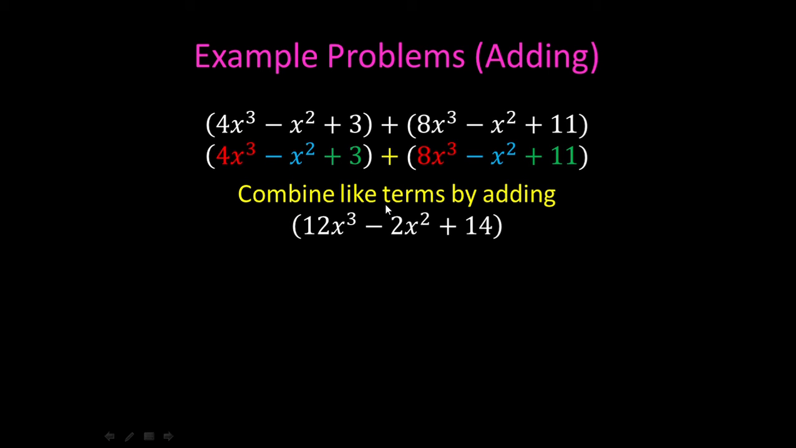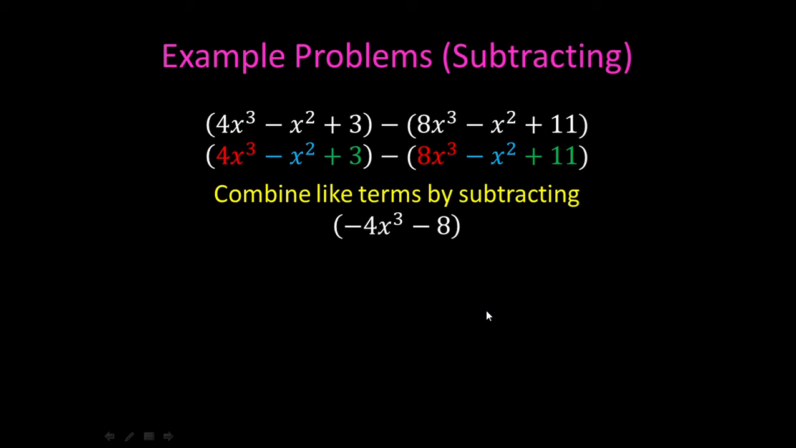And when you combine like terms through adding, you would get 4x cubed plus 8x cubed, giving you 12x cubed. Negative x squared plus negative x squared would give you negative 2x squared. Positive 3 plus positive 11 would give you positive 14, giving your answer 12x cubed minus 2x squared plus 14.